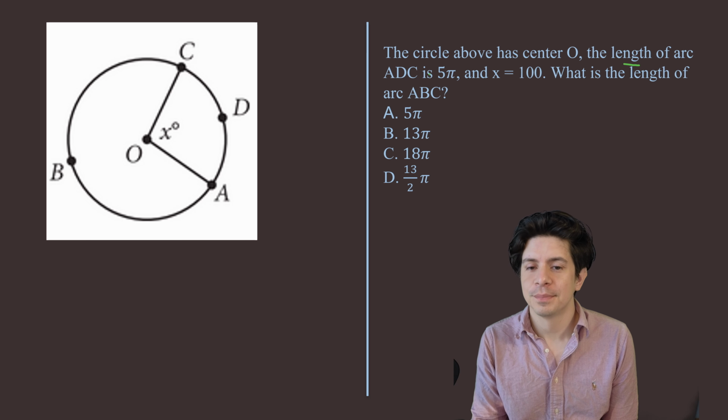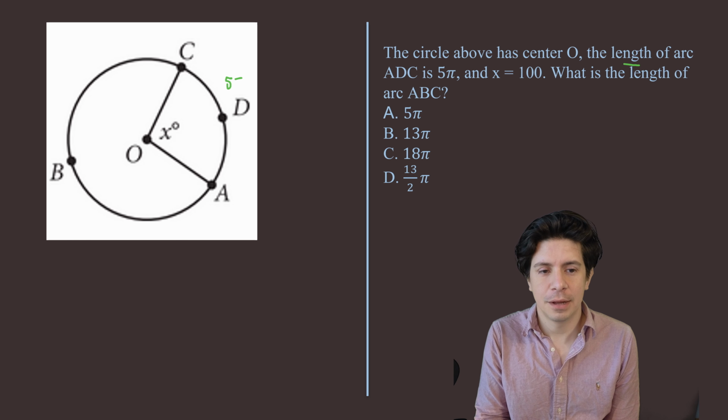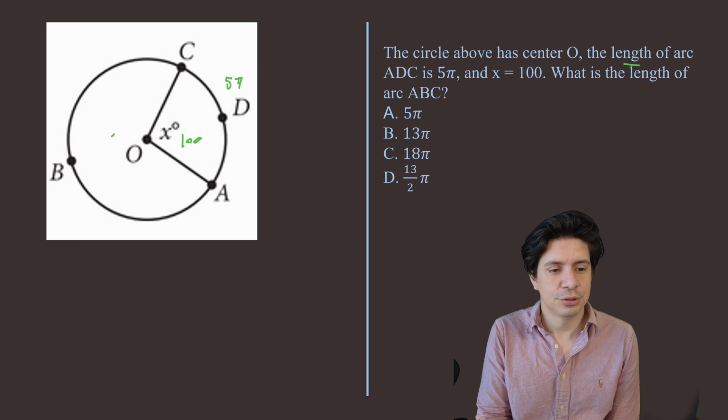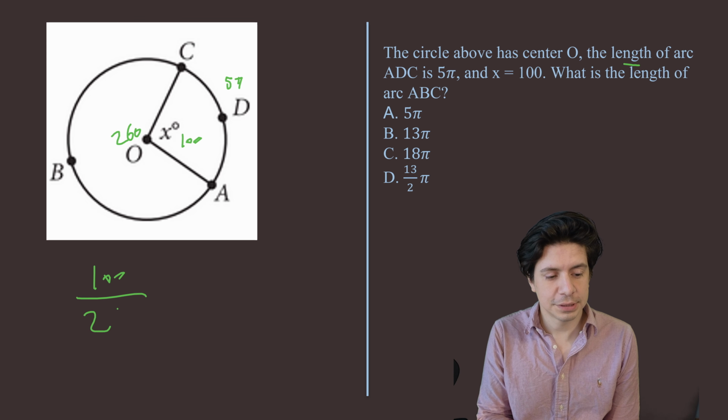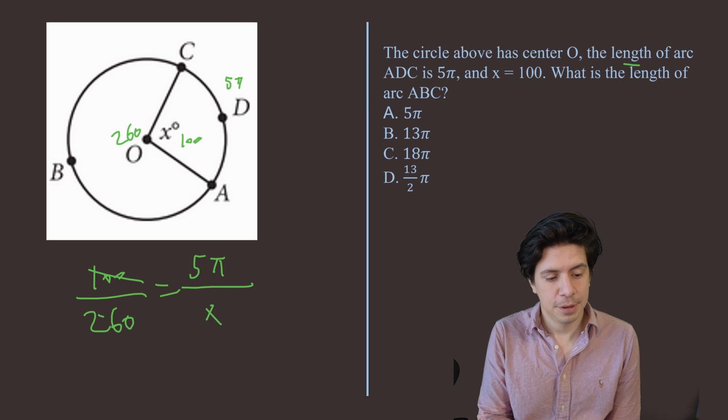The length of arc ADC is 5 pi when x equals 100. What is the length of arc ABC? So this is 5 pi and x equals 100. We can set up a ratio, right? ABC is the whole arc here, so this would be 260. So we could do 100 over 260 equals 5 pi over x, because 5 pi corresponds with 100, so we put it on top. And then this simplifies down to 5 over 13.